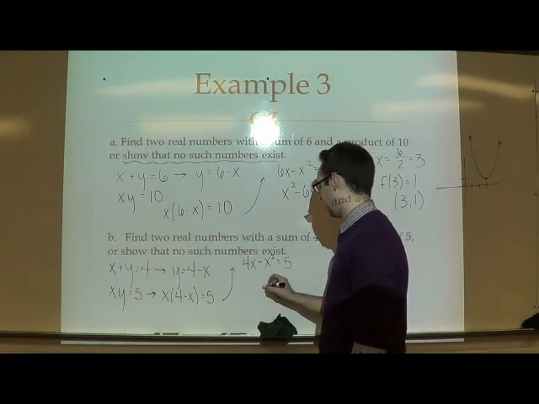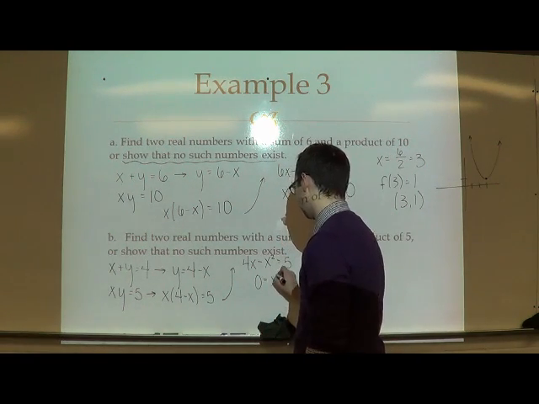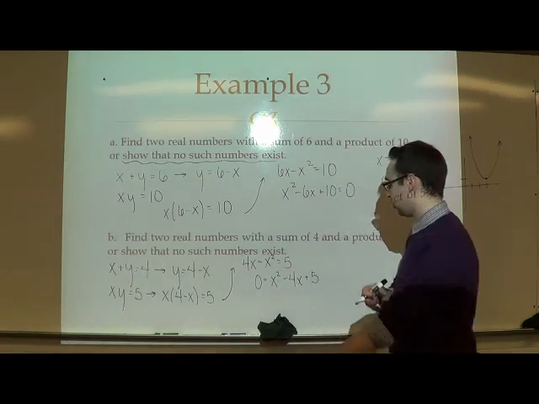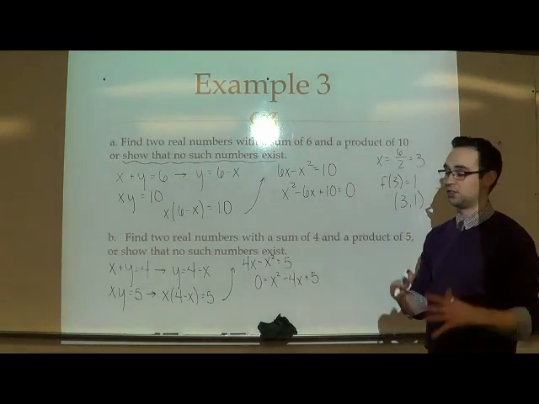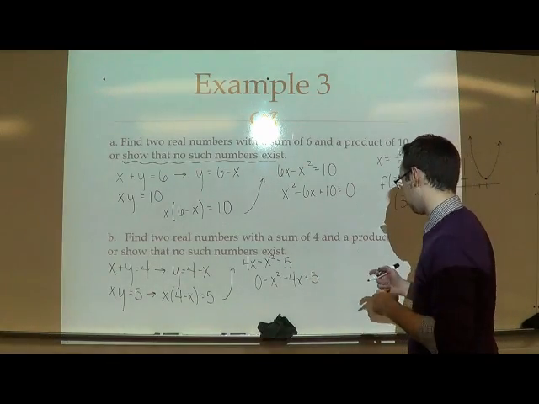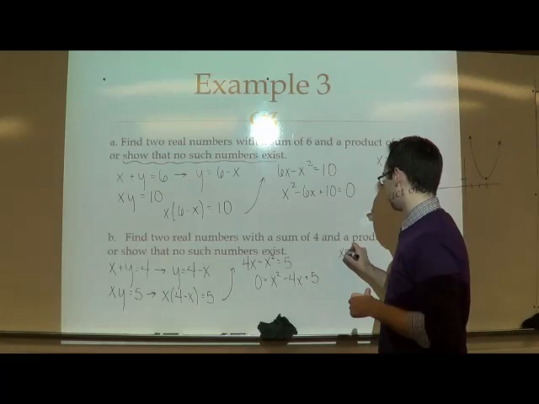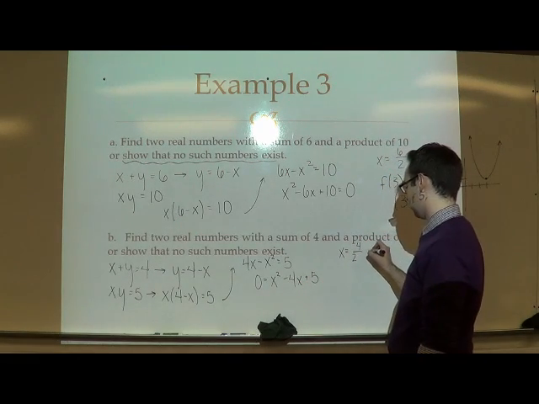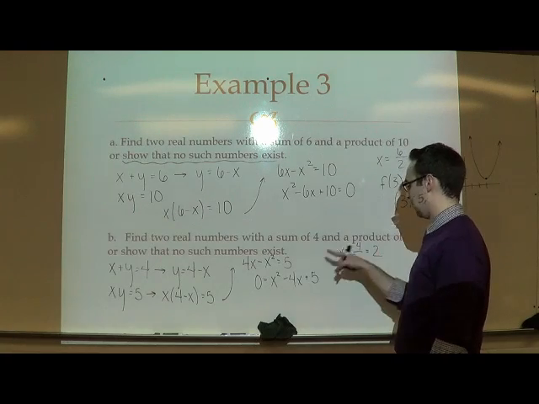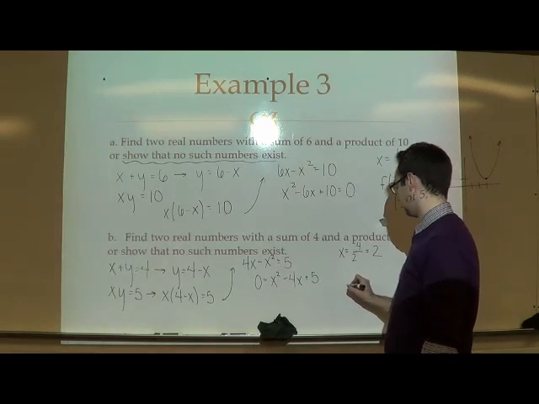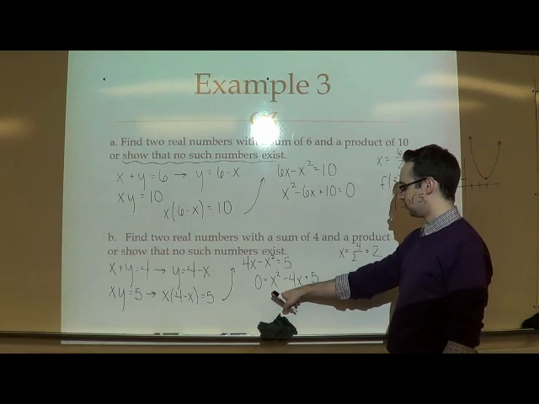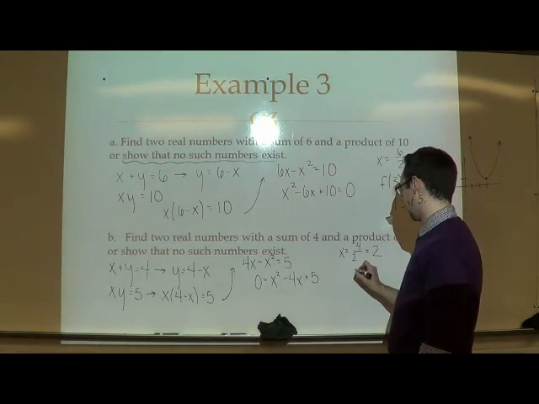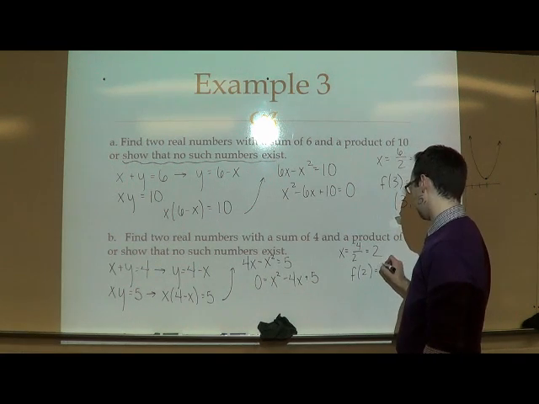Let's move these to the other side so that we have 0 equal to x squared minus 4x plus 5. And we're going to go through our graphing process, because it's the only way we know right now how to solve. So we have x equals negative b, so negative negative 4 is 4 over 2 times 1, or just 2, which is 2. Let me plug that back in and find my vertex. 2 squared is 4, minus 8 is negative 4, plus 5 is 1. So if I have f of 2, that gives me 1.